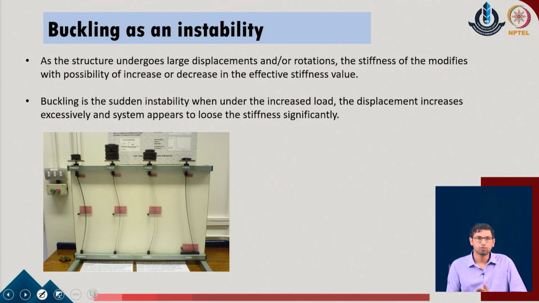So, what we understand now is that for a structure which undergoes large displacements or rotations, the stiffness modifies, and there is a possibility that this stiffness value, which has been decreased in the system, becomes significantly low, such that the material is no longer able to resist the external loads active on the given system and undergoes a large amount of displacement, like a free fall or a free translation of the given system.